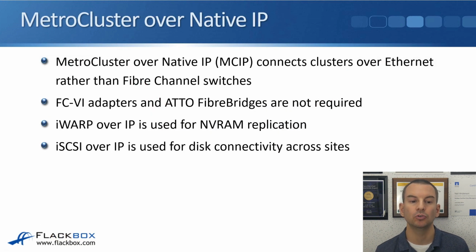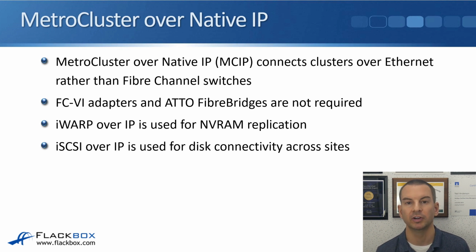Okay, another thing we can do is MetroCluster over native IP. MCIP connects clusters over Ethernet rather than Fibre Channel switches. So the FCVI adapters and the FibreBridge bridges are not required. They are specific to Fibre Channel. We still need to get the NVRAM mirroring and the connectivity to the disks for reads and writes to be available. For that, iWARP over IP is used for the NVRAM replication, and iSCSI over IP is used for the disk connectivity across sites.